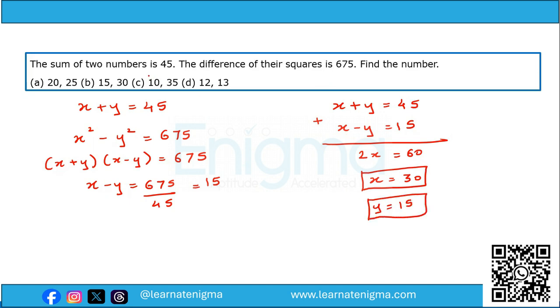So the numbers are 30 and 15. Order doesn't matter. So option B.